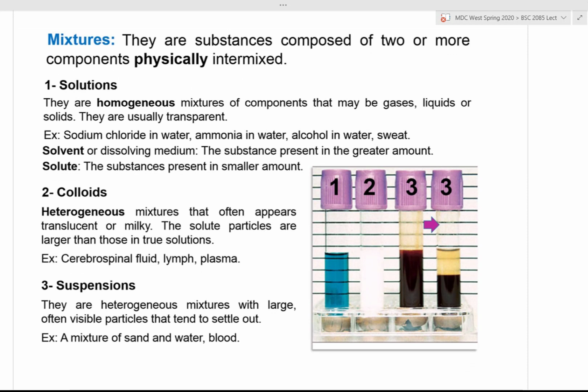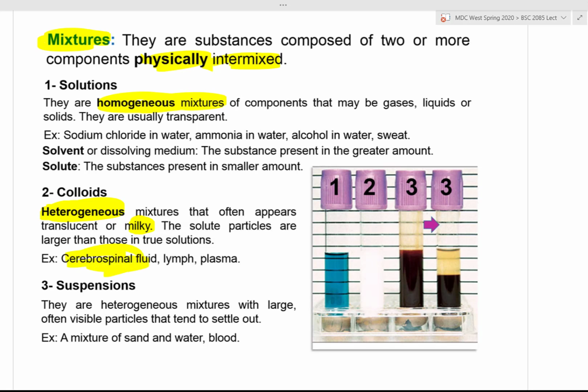So water can allow us to go now into mixtures. Mixtures are substances composed of 2 or more physically intermixed components. So we have a solution, which tends to be what? A homogeneous mixture, pretty much the same throughout. And you have a colloid, which is something that is what? Heterogeneous. Hetero means what? Different. So it gives you sort of a milky appearance, okay?